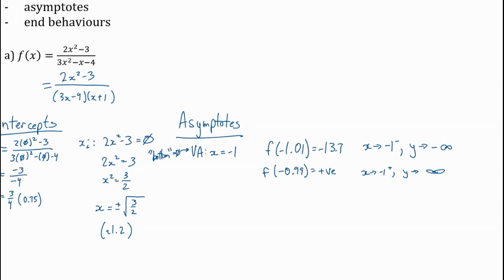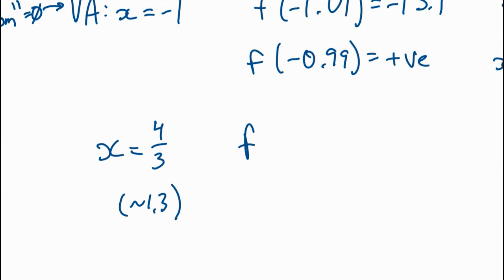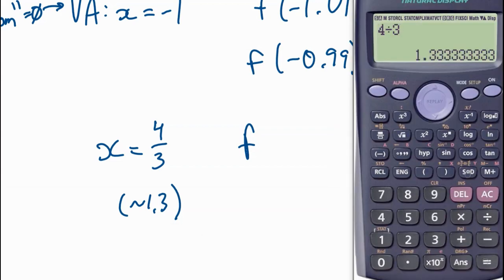What's our other asymptote? Good. Positive 4 over 3, which is approximately 1.3. So what's a number just to the left of that? When it's fractions and decimals, it can be a little bit tricky. 1.29. Can anybody think of another one? I'd probably say 1.299. Now, technically, 4 divided by 3 is 1.3333333333, right? So what's just to the left?